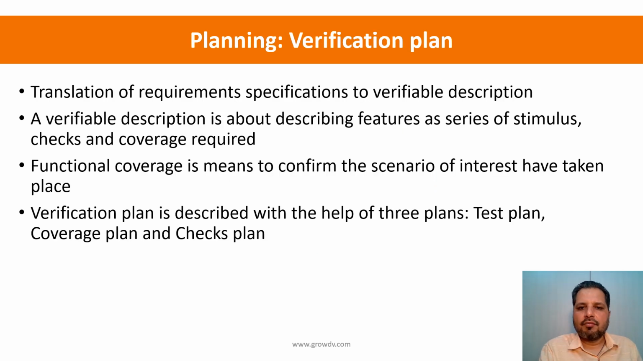A little bit more detail on what happens in the planning phase. In the planning phase, as we talked about, we are translating the requirements into verifiable descriptions, right? It consists of building three plans: the test plan, checks plan, and coverage plan, and then using those plans to define the test bench architecture. That's the most important thing. And when we say verifiable description, it is about defining a series of stimulus, checks, and the coverage that we need to meet the requirements, right?